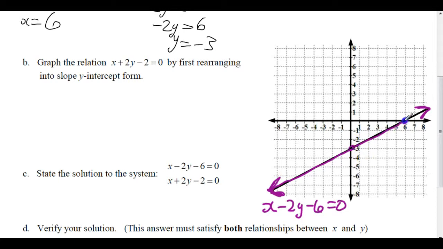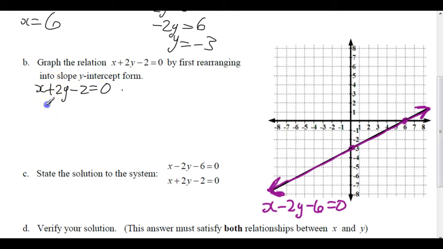Make this line as purple as can be. Graph the relation x plus 2y minus 2 equals 0 by first rearranging into slope y-intercept form. Alright, what are we starting with? x plus 2y minus 2 equals 0.